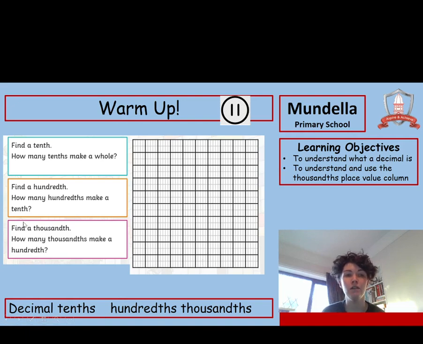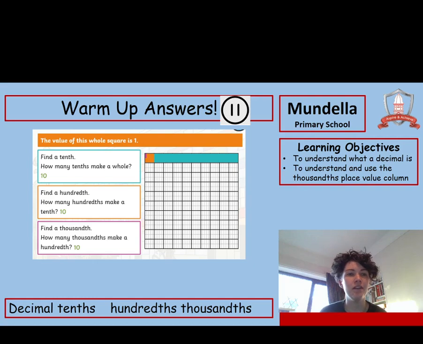So find a tenth. How many tenths make one whole? Find a hundredth. How many hundredths make a tenth? And now I'd like you to find a thousandth, and how many thousandths make a hundredth, okay? So try to have a little go at this using the picture to help you.